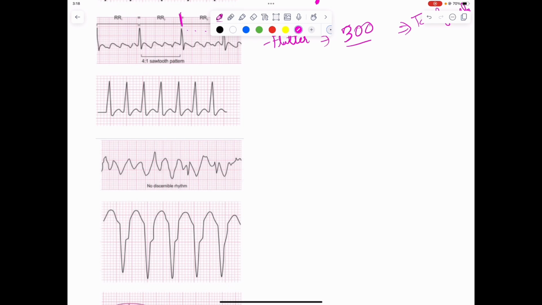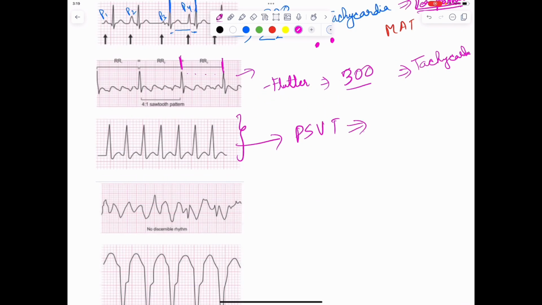Now we move on to the next disease here. This is PSVT. How can we reach this diagnosis? Again, as I said earlier, it is tachycardia and it is supraventricular, so ultimately it will be adenosine. But as I told you, we will follow a certain step here. The drug of choice is okay, fine, we can give adenosine, but there is a procedure that we follow.